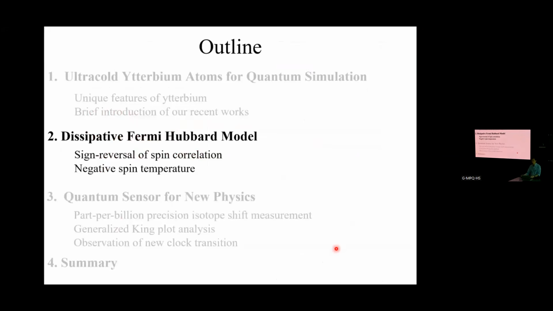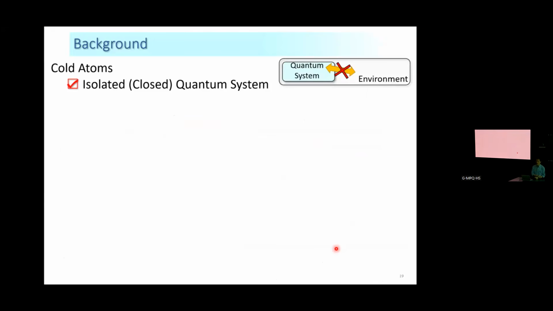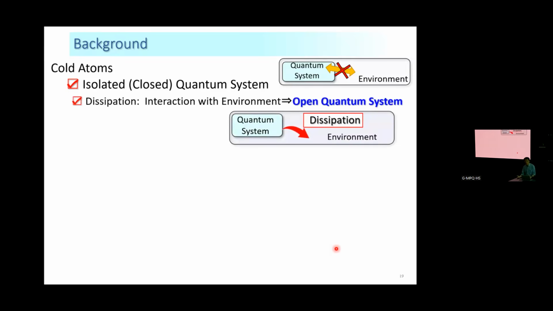Now I switch to the second topic, the dissipative Fermi-Hubbard model. The system of cold atoms is a closed quantum system, well isolated from the environment. Now if we introduce dissipation to this cold atom system, then it becomes an open quantum system. And dissipation is usually a source of decoherence and limits the coherent dynamics of the quantum state.